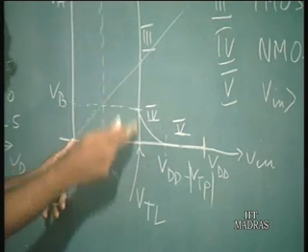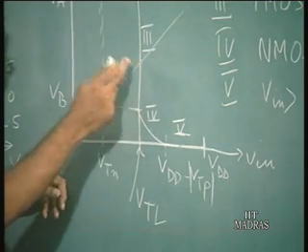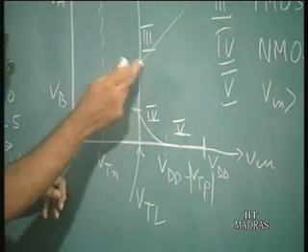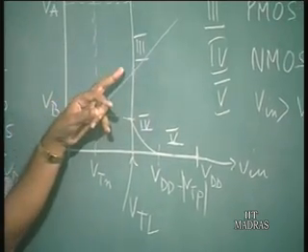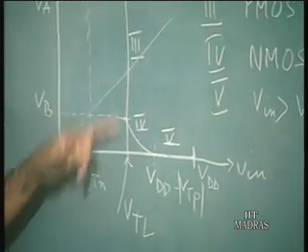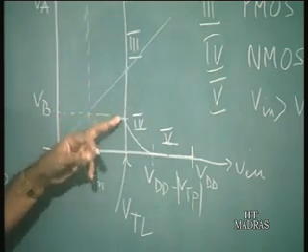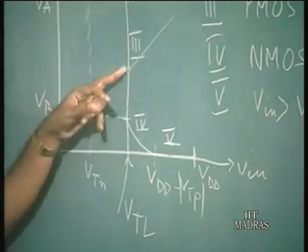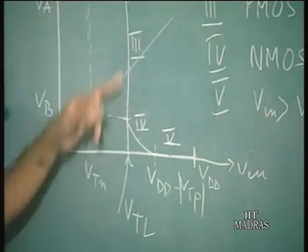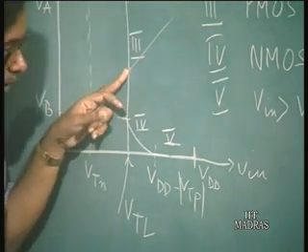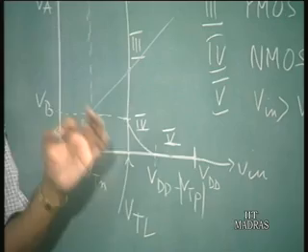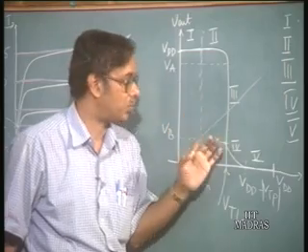So if we were to find the point in this characteristic where the input voltage is equal to the output voltage, it would be along this region. At this input voltage, the input voltage is equal to the output voltage. The logic threshold is defined as that voltage where the input voltage is equal to the output voltage.